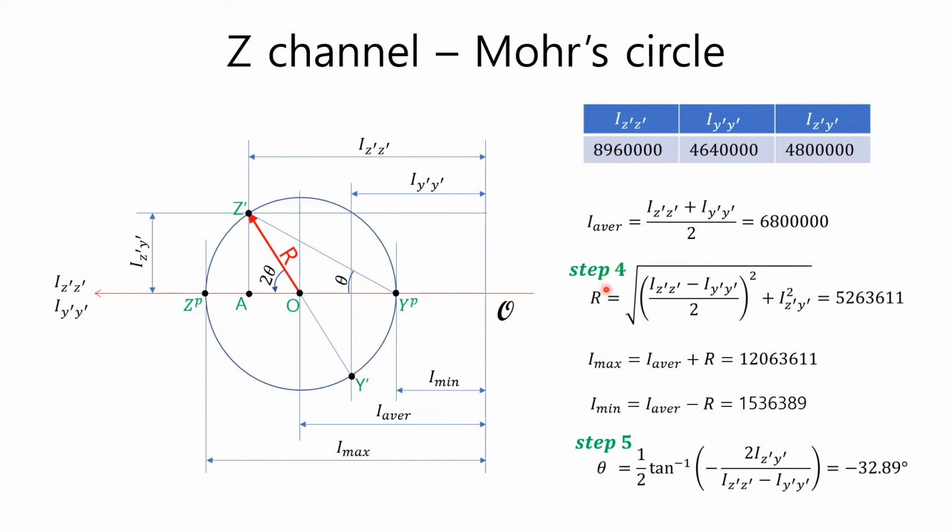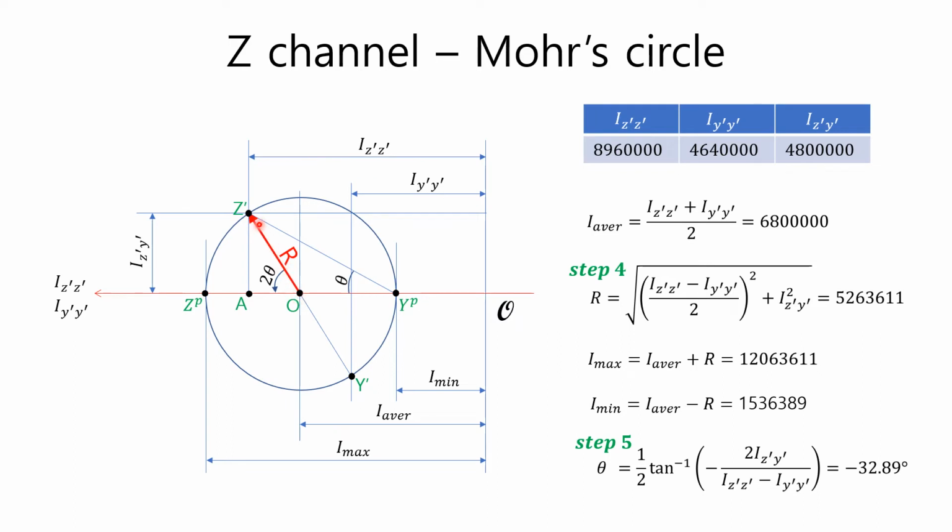As a step 4, draw the Mohr circle and find the direction of principal axis. It is not necessary to draw the Mohr circle to find the direction of principal axis, but if you draw the Mohr circle, you can fully understand the overall characteristics of the cross-section. The radius r in the Mohr circle has direction and size.